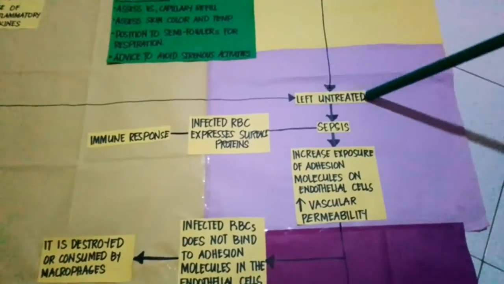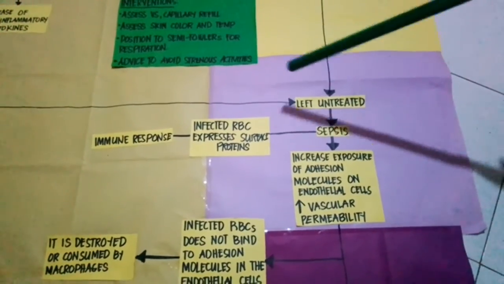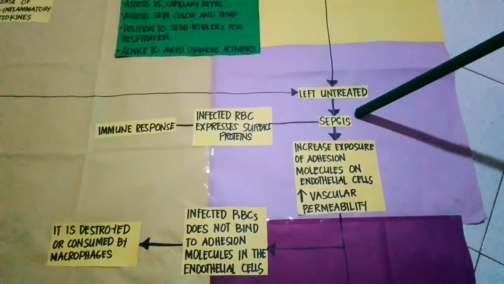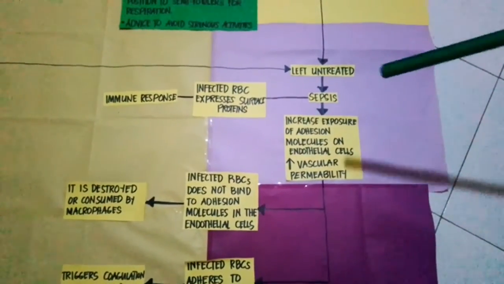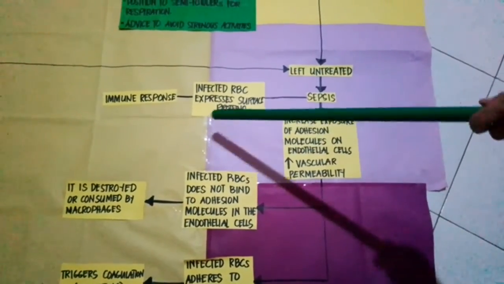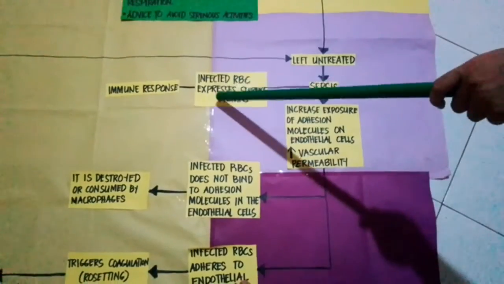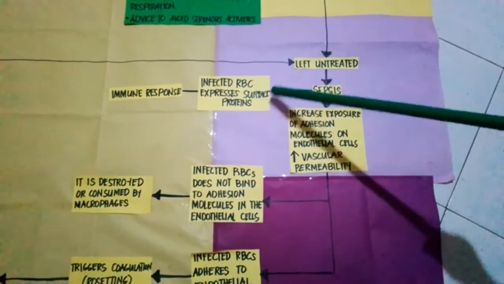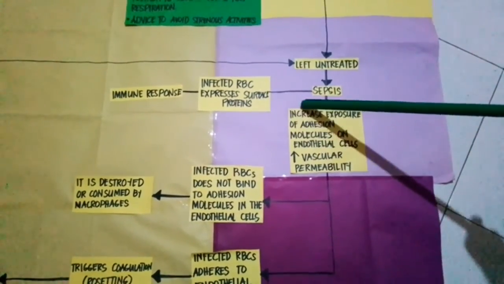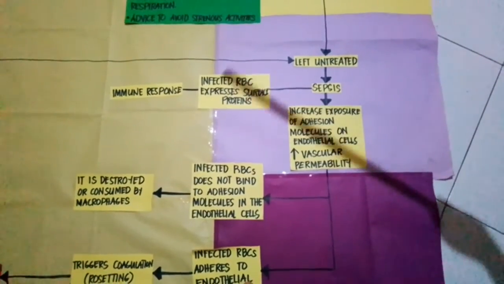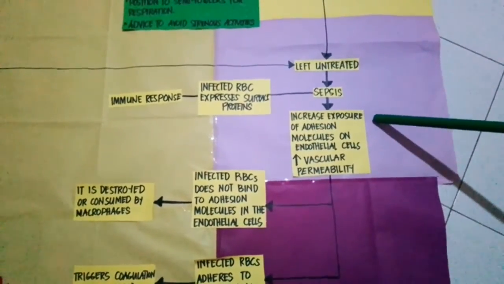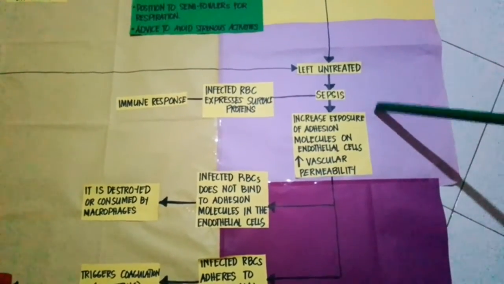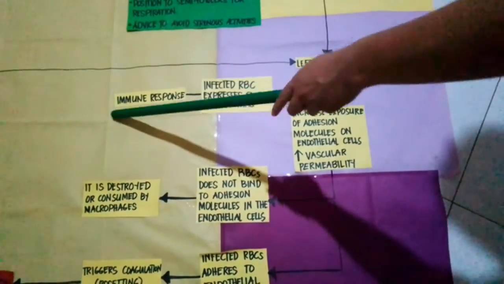If left untreated, it can cause sepsis or systemic infection. So the whole blood circulation has malaria. And if the red blood cells are infected, they express surface proteins. So the surface of the red blood cells has proteins that can attach to other receptors and proteins. So that is an immune response.